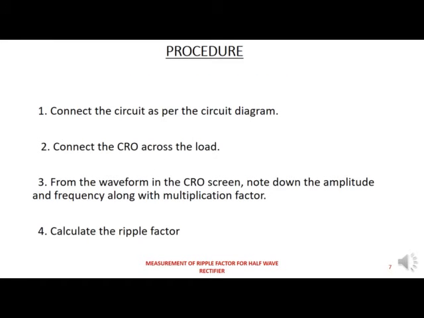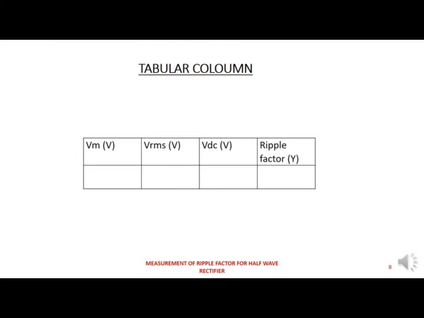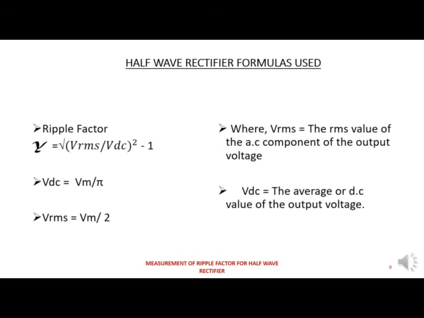Procedure. Connect the circuit as per the circuit diagram. Connect the CRO across the load. From the waveform on the CRO screen, note down the amplitude and frequency along with the multiplication factor, and also the voltage from the voltmeter. Now calculate the ripple factor. This is the tabulation for the measurement of ripple factor for the half-wave rectifier and the formula used for the half-wave rectifier.